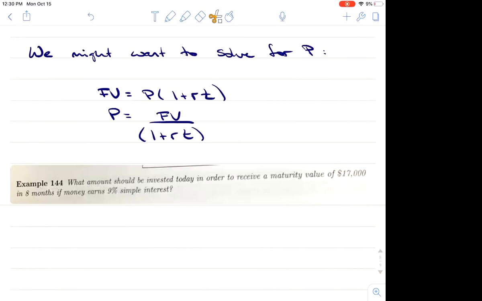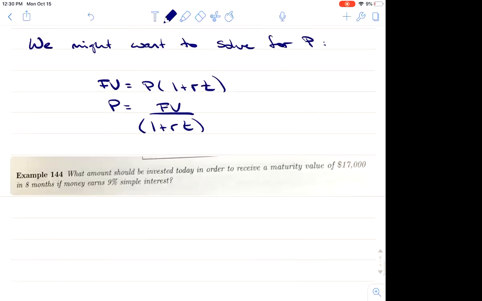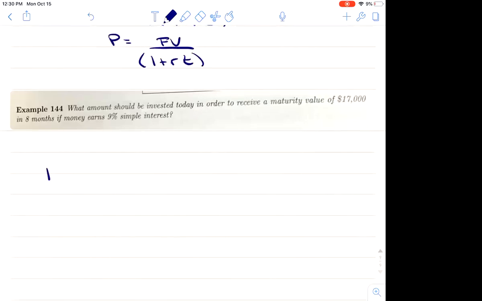Okay, so let's draw the timeline for this, right? Even though we could just list everything that we're given, let's start doing it in a timeline instead, right? The timeline is just really listing everything that you're given. So we start with our first date to our second date. So what amount should be invested today, right? So today is our jumping off point.